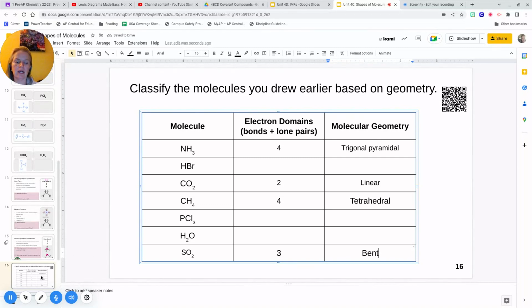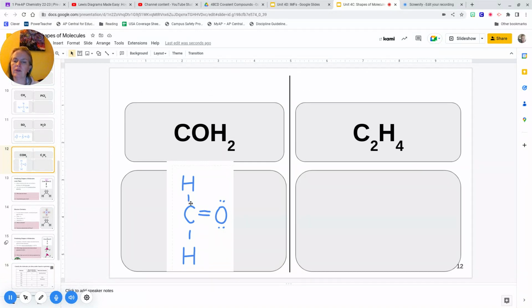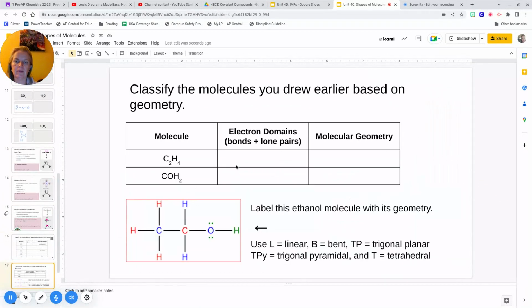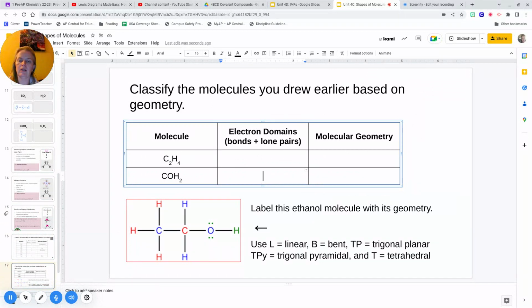And then the last one that we did together is the one that was a little bit more complicated because it had carbon, oxygen, and hydrogen. It was formaldehyde. If we count the electron domains, we have 1, 2, 3 electron domains around carbon. And none of these are lone pairs, right? They're all bonded pairs. So this one is going to start with trigonal planar, just like the last one, triangular shape. But it's going to keep that shape, trigonal planar, because they're all bonded pairs. So that's this one here on the bottom. It had 3 electron domains, and its molecular geometry was trigonal planar.